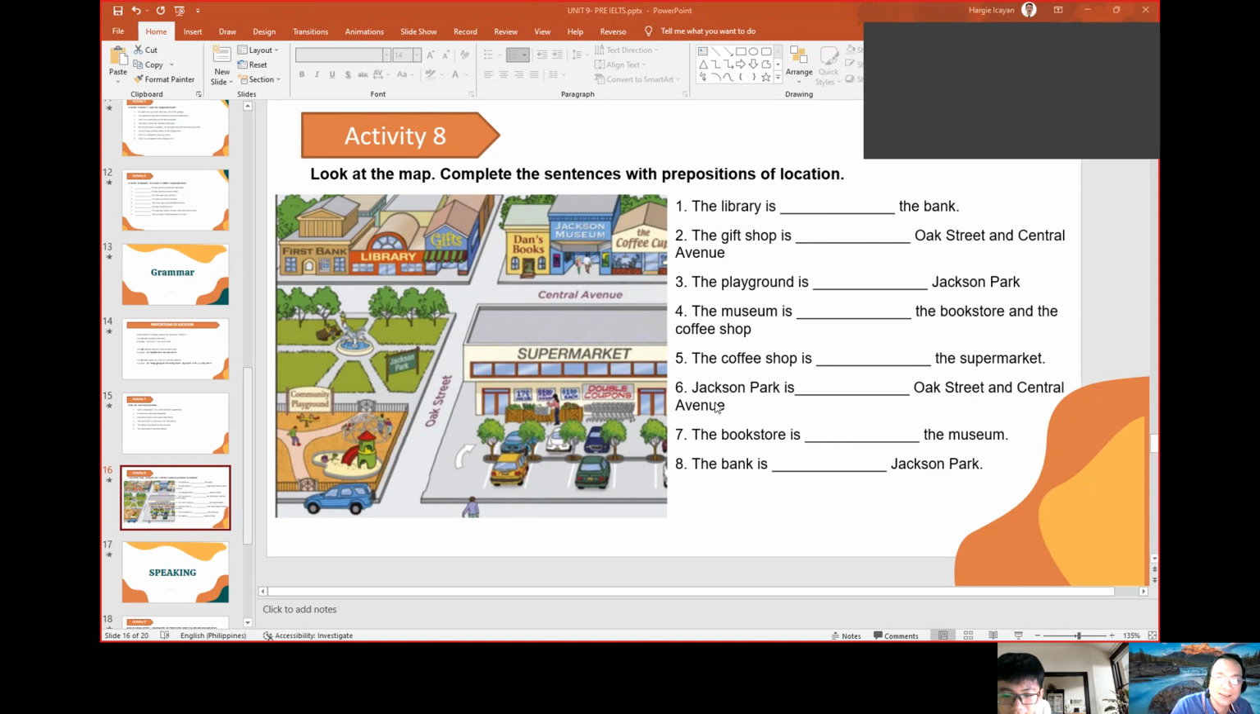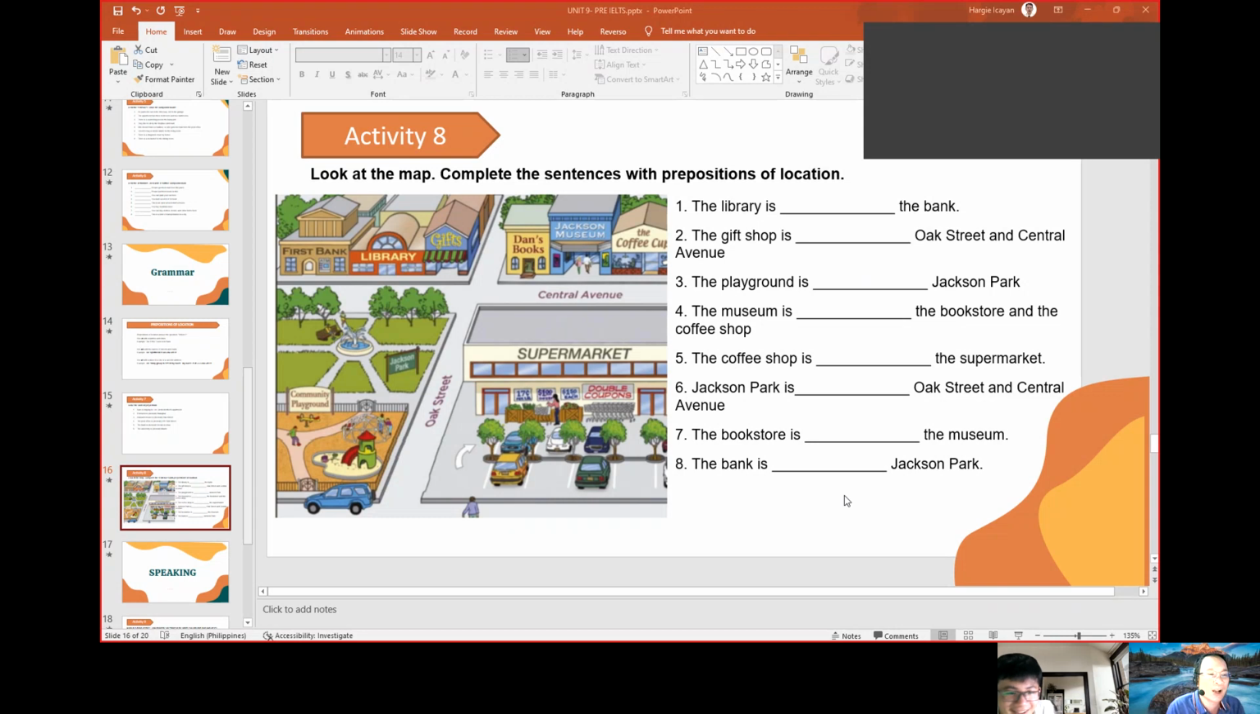Next. Jackson Park is on Oak Street and Central Avenue. Same. Number seven. The bookstore is at the museum. And the last one: the bathroom is at Jackson Park. On or at? It's at. Why? Because Jackson Park is a specific place, just like the playground is at Jackson Park.